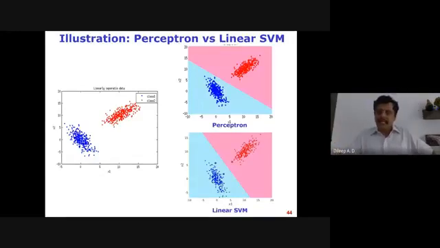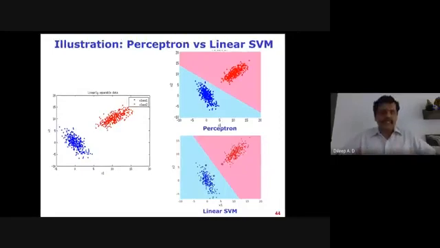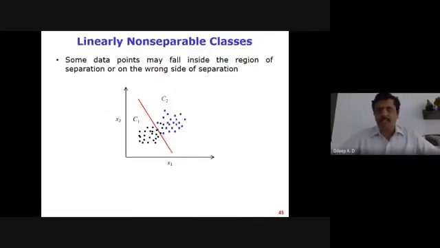But in reality, data is not like this. There is some sort of overlapping that exists between the region of separation of the two classes.